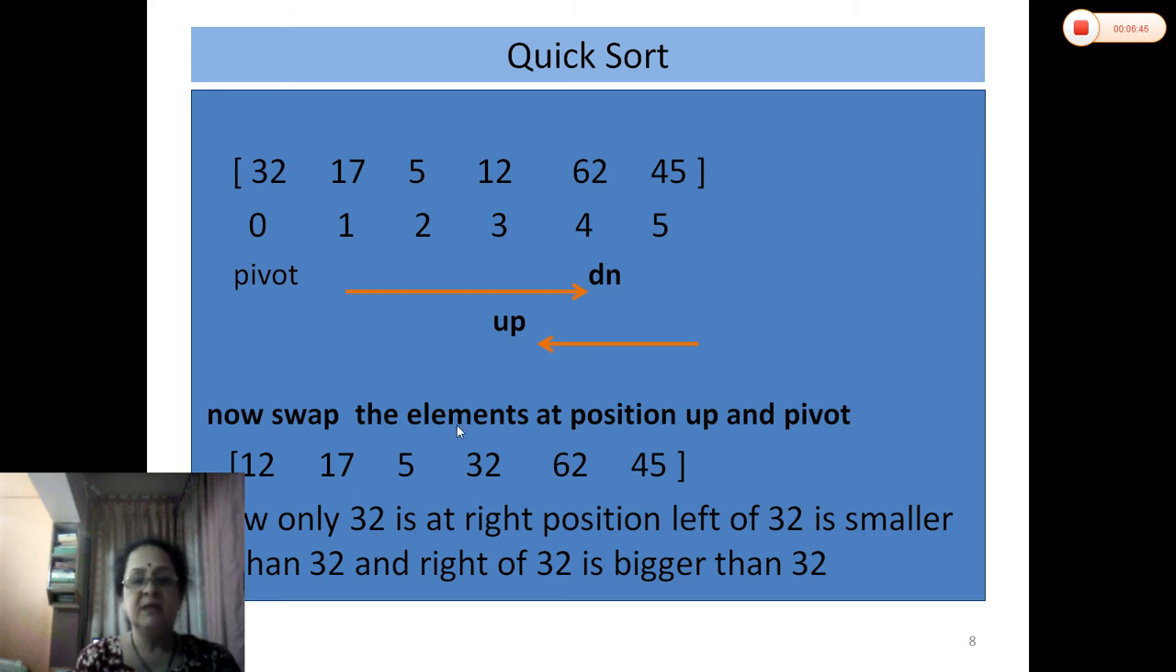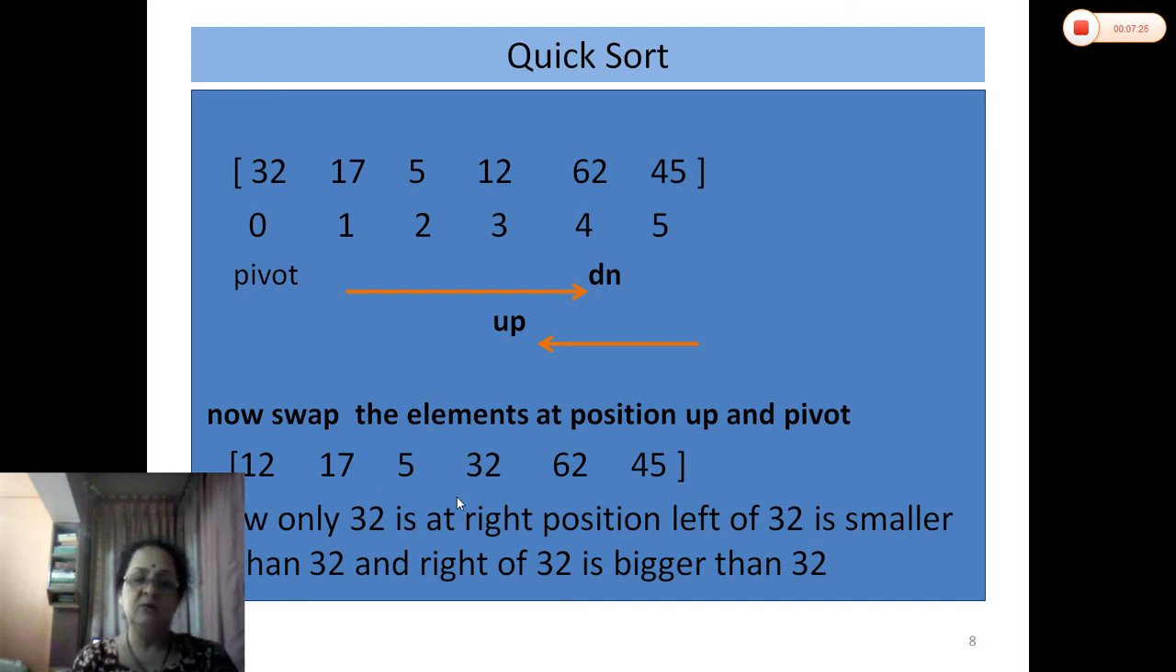Now when we reach this step, swap the element at position up and pivot. We are supposed to swap up and pivot. So up is 3, that is 12, and pivot is 32. So what we get is 12, 17, 5, 32, 62 and 45. This is after swapping up and pivot. So you will observe 12 and 32 are swapped.